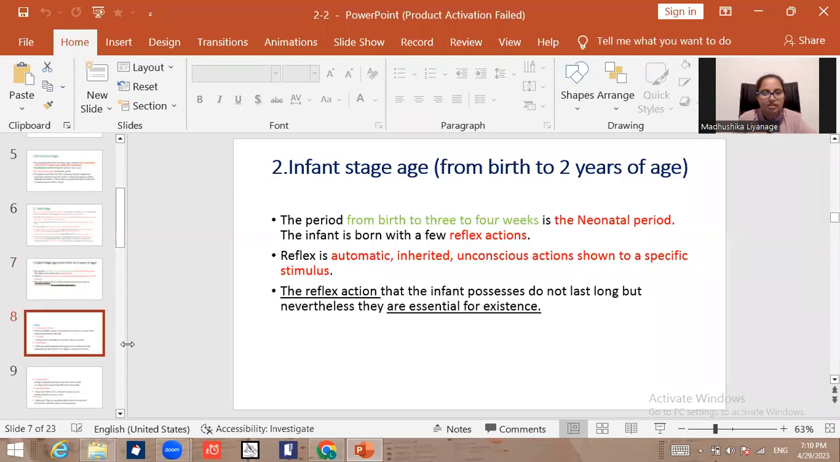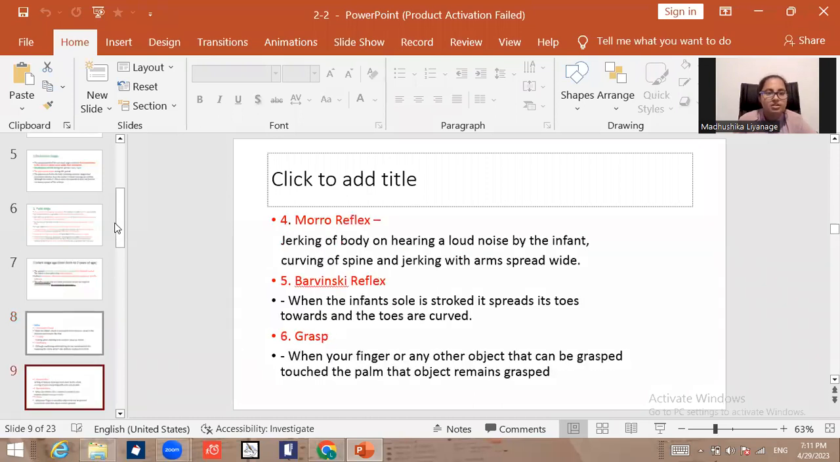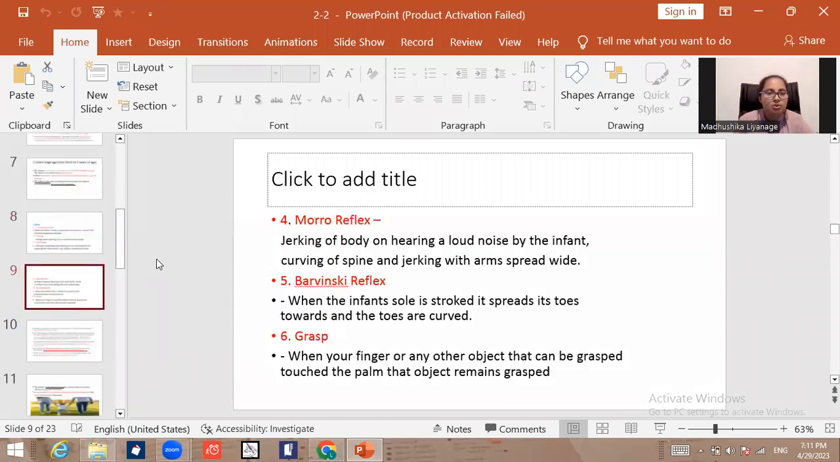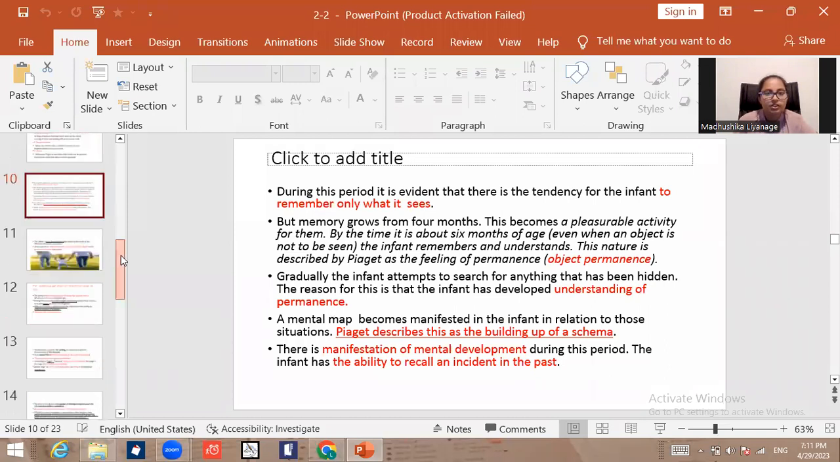Right? And also we have discussed these reflex actions as well. Movement of head, sucking, swallowing. These we have discussed, right? Moro reflex, Babinski reflex, and grasp as well. Okay.